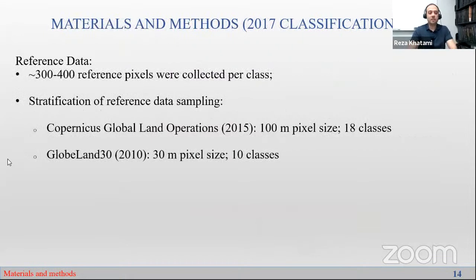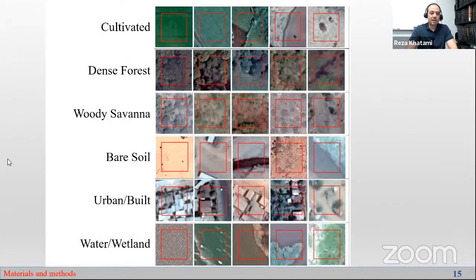In terms of reference data, we collected 300 to 400 reference pixels for each class based on a stratified random sampling. And for stratification, we used two existing land cover products, including Copernicus Global Land Operation and Global Land 30 to do the spatial stratification. After that, we wrote a code to highlight the footprint of each reference pixel on Google Earth Engine, and we manually collected the reference labels for each of the reference data.